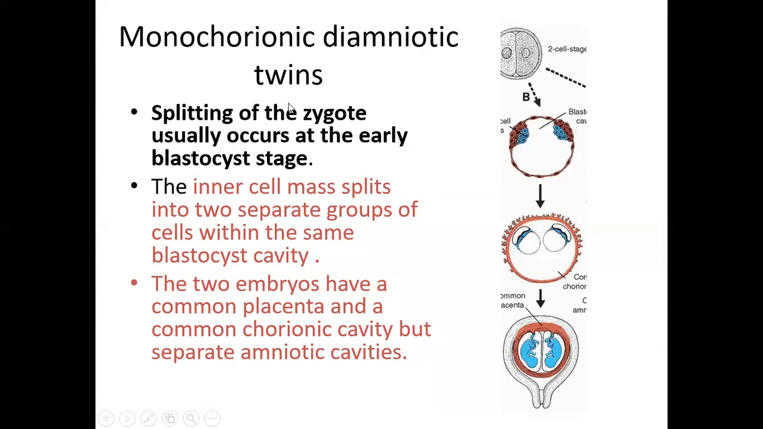So the monochorionic diamniotic twins: the splitting of the zygote, दो amnion है यानी कि दो inner cell mass थे. तो splitting of zygote usually at early blastocyst stage. The inner cell mass splits into two separate groups of cells within the same blastocyst cavity. The two embryos have a common placenta and a common chorionic cavity, but separate amniotic cavities. ठीक है, तो एमनियोटिक कैविटी अलग अलग है लेकिन कोरियोनिक कैविटी सेम है क्योंकि ट्रोफोब्लास्ट इज सेम.